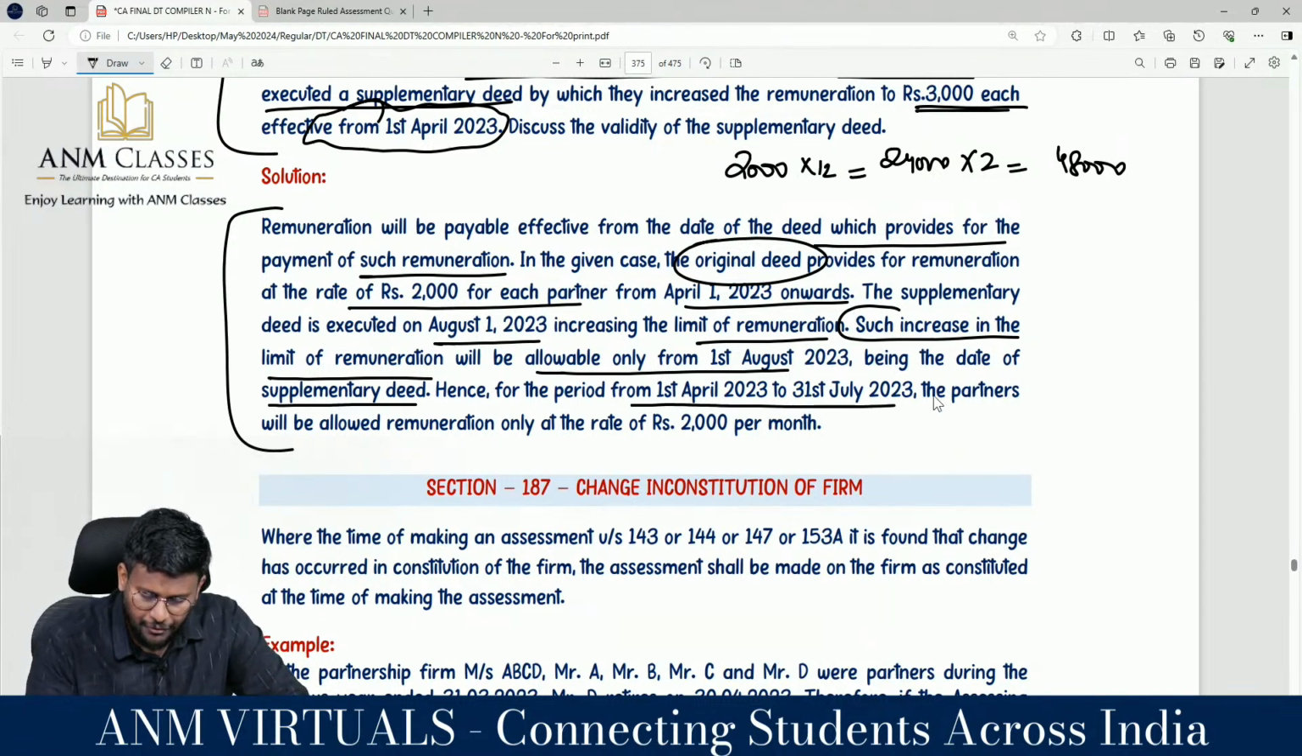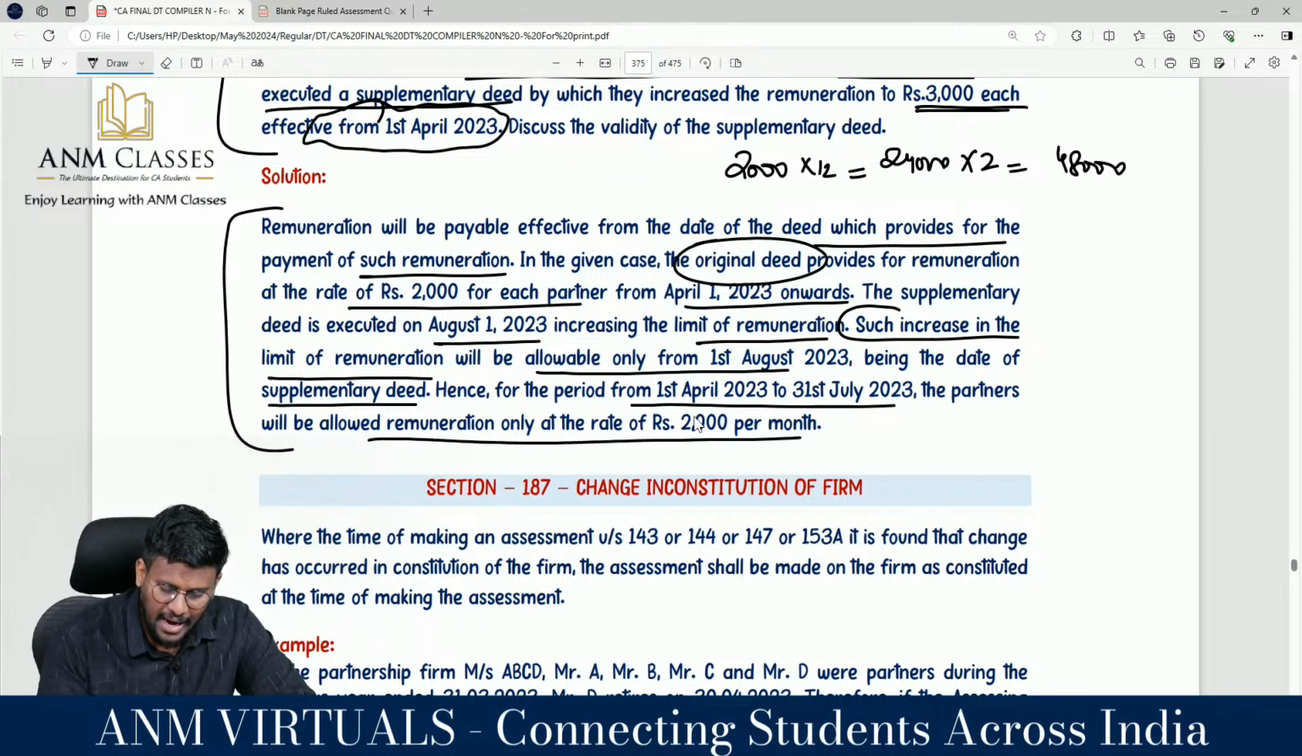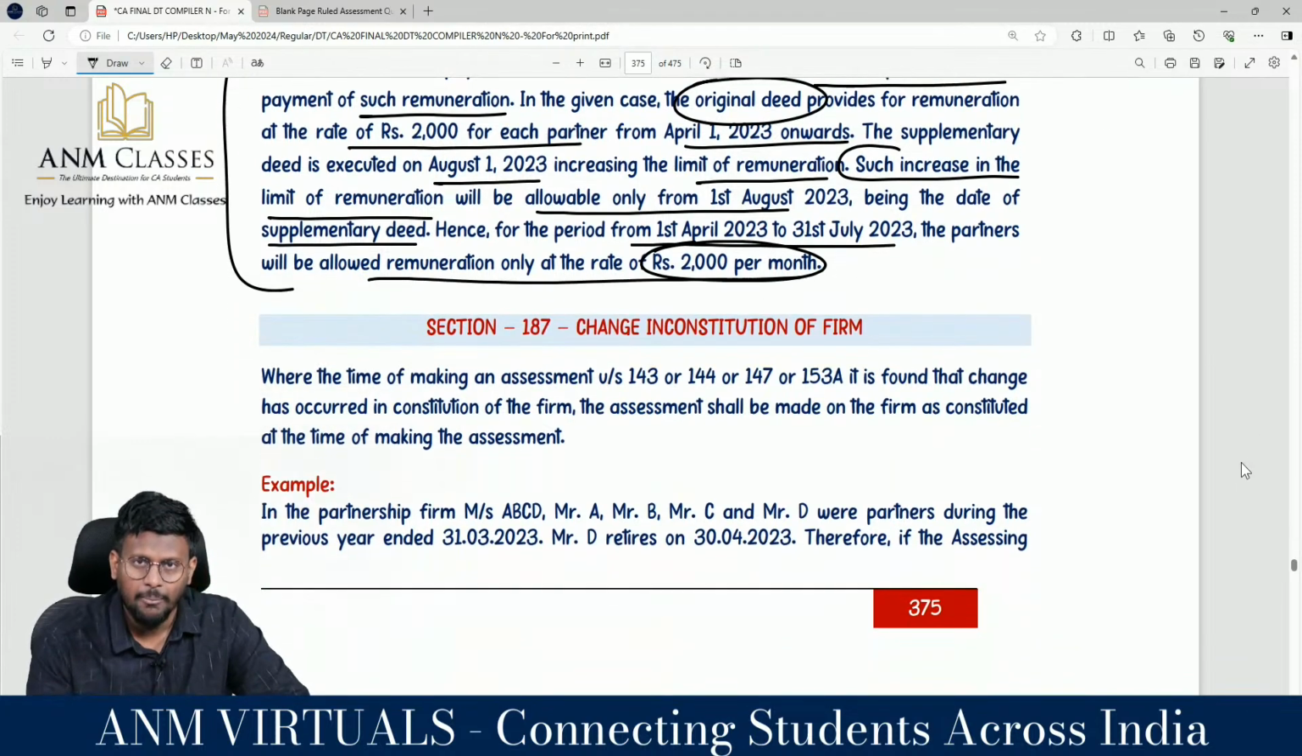Hence, for the period from 1st April 2023 to 31st July 2023, the partners will be allowed remuneration at the rate of 2,000 per month. But from the date of supplementary deed, my dear lovable students, 3,000 rupees is allowed.